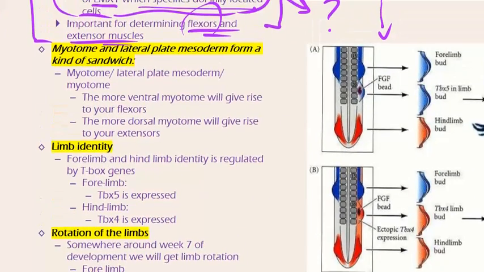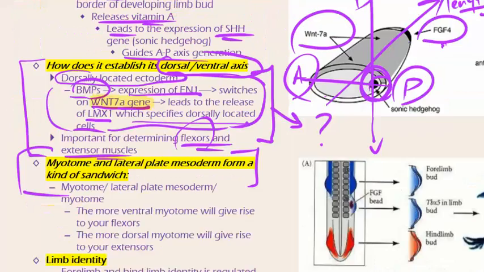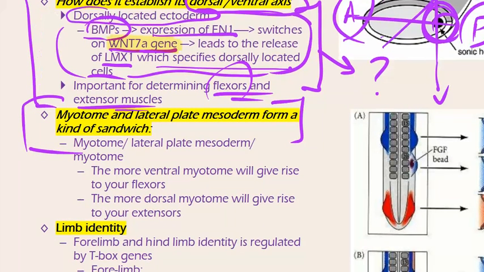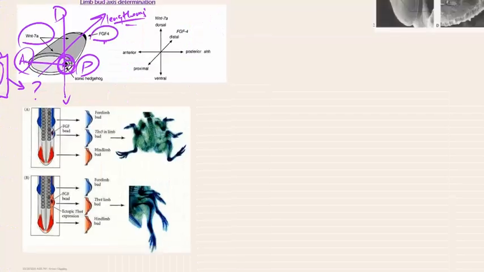All right, so this is maybe another thing that is also important to point out. We talked about the myotome. We said the myotome and the dermatome are going to migrate into what, the developing limb bud, right? Remember that? It turns out that the myotome that migrates is going to form a kind of sandwich with the lateral plate mesoderm, right? Let me see if I can show you guys this really fast.